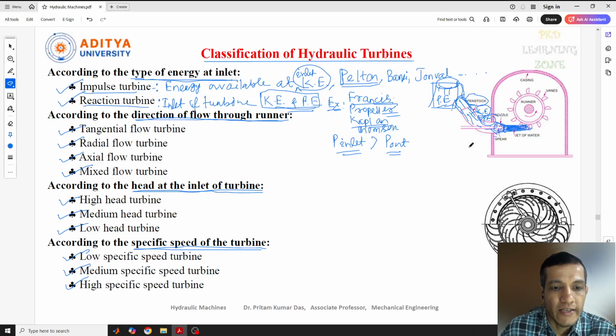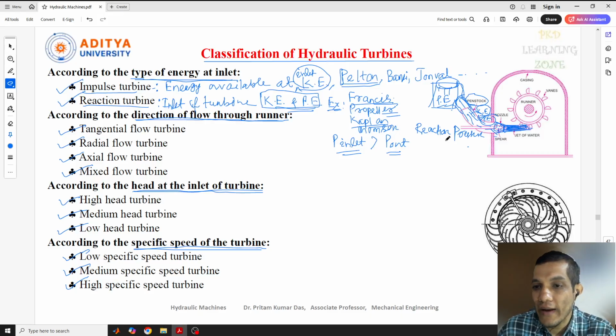The difference of pressure at the inlet and outlet of the runner is called reaction pressure, another terminology. The difference of pressure at the inlet and outlet condition is called reaction pressure, and that's why the turbine is called a reaction turbine. I hope you understand. The next classification is according to the direction of flow through the runner.